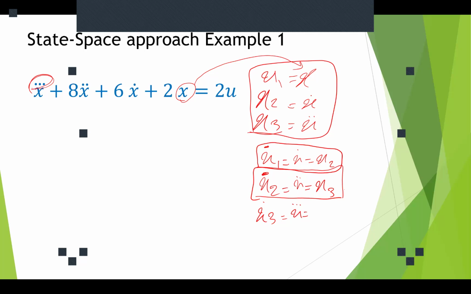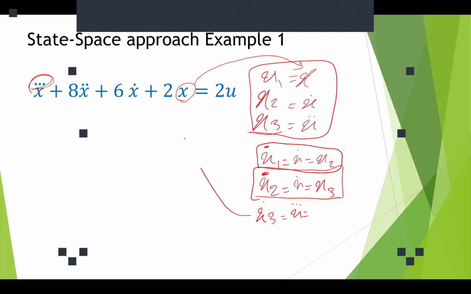How can we describe x3 dot based on x1, x2, and x3? That's the goal, right? We want to define this differential equation based on the state variables. How can we define it?